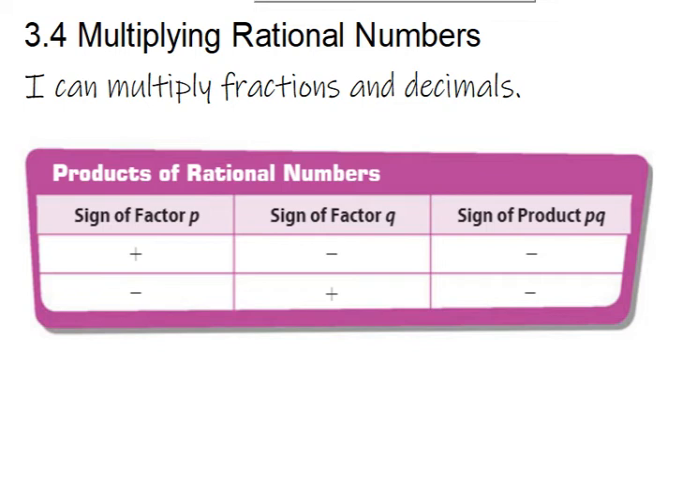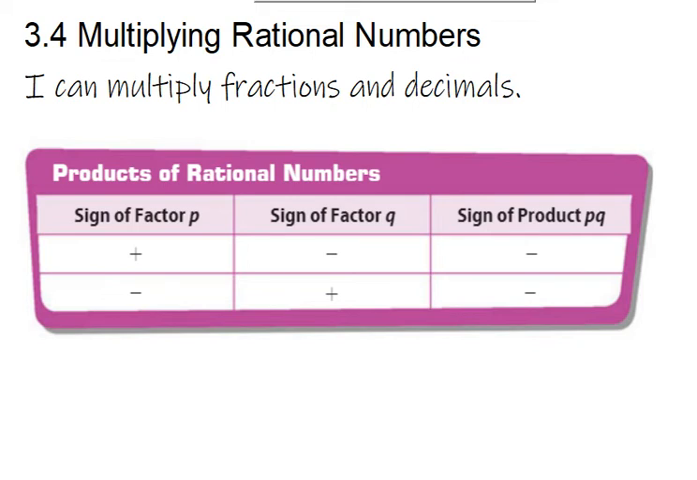Alright, open your note takers to 3.4 rational numbers. Your I can statement for today is I can multiply fractions and decimals. The purple box again is just a review of your rules for signs. So if you're multiplying fractions or decimals, let's look here.